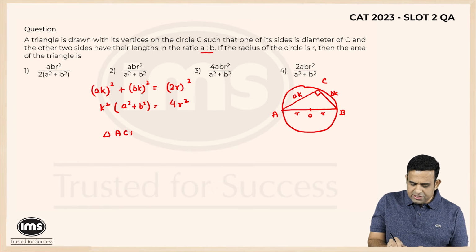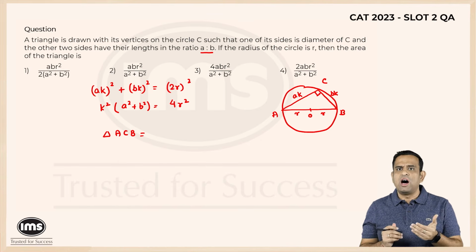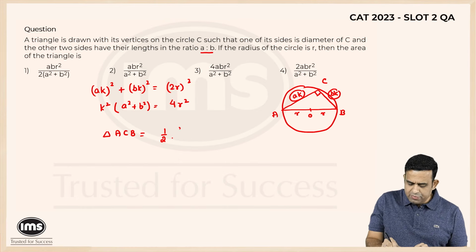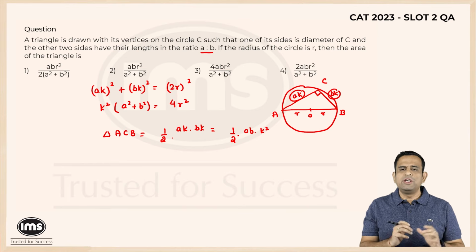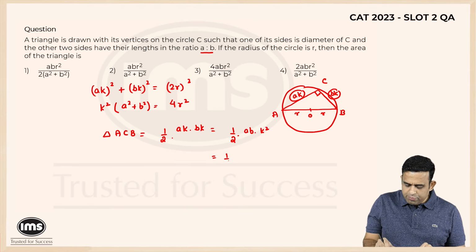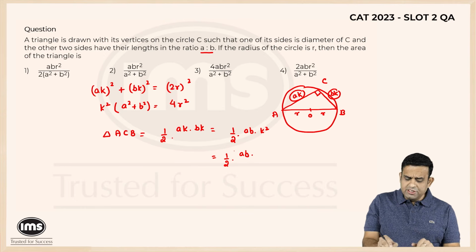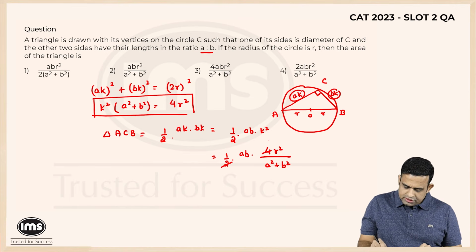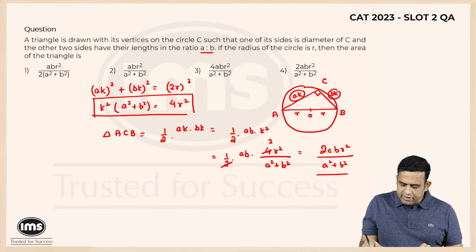So the area of the triangle ACB would be equal to half of base into height. I can take the two perpendicular sides, one as base, the other being the height. So it must be half times AK into BK, and this would be nothing but half times A into B into K squared. Now please note everything in the options is given to you in terms of A, B and R. So I can simply put the value of K squared. K squared from this will be equal to 4R squared upon A squared plus B squared. If you do this, it becomes 2ABR squared upon A squared plus B squared. And that basically means my required answer for this particular question must be option number 4.